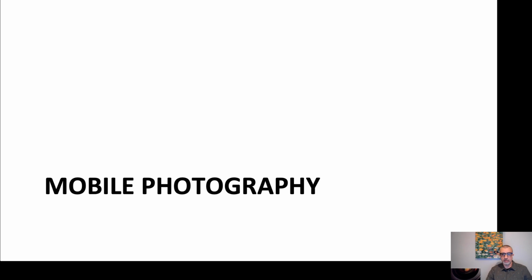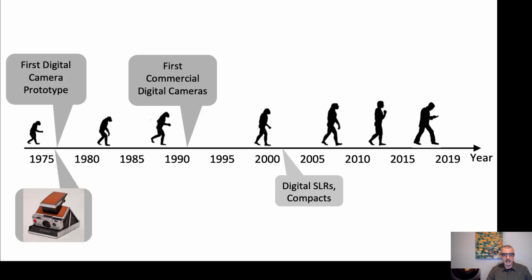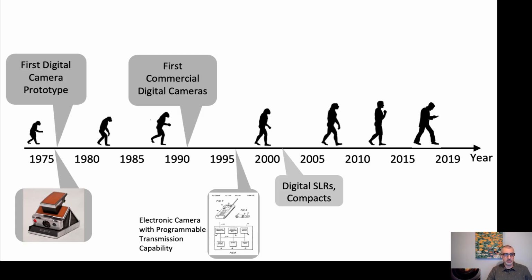But of course, that's not what we're here to talk about. So I've spent the last 10 minutes or so talking about photography generally speaking, but now I want to talk about mobile photography and the recent history of that. The electronic camera with programmable transmission capability was a patent that was filed in 1997. And you might be surprised to hear that this patent was also filed by Kodak. So you've heard Kodak now many times throughout the last 12 minutes or so. Now, if you look at this picture here on the left-hand corner, you see that it almost looked like a modern day, or at least a mobile phone from the late 1990s.